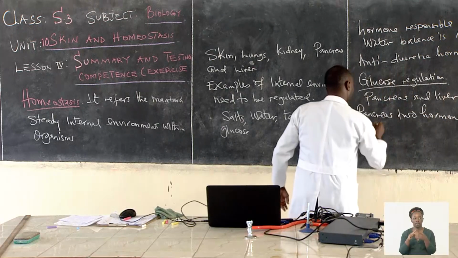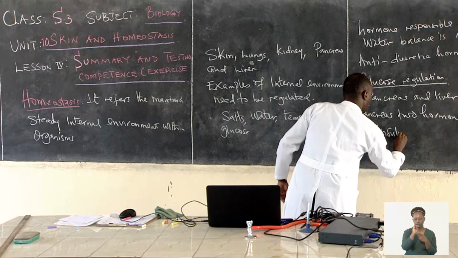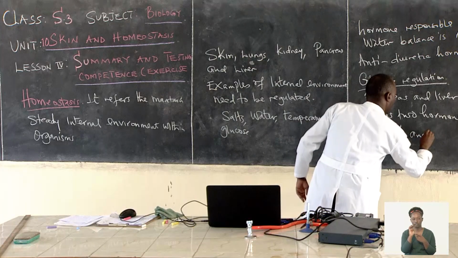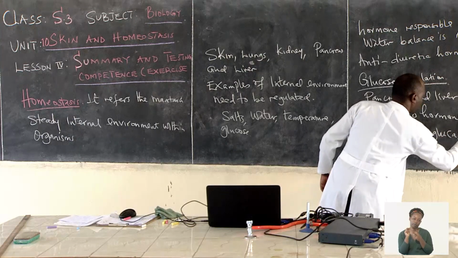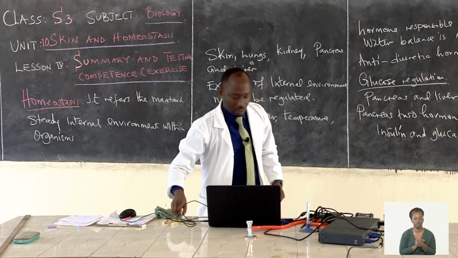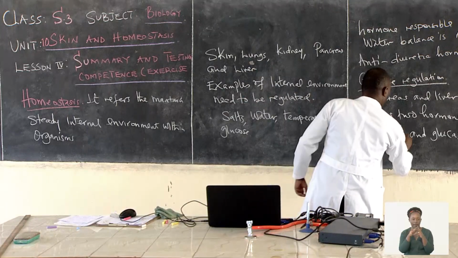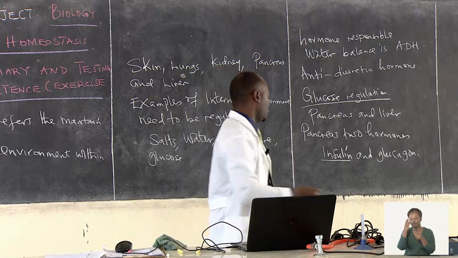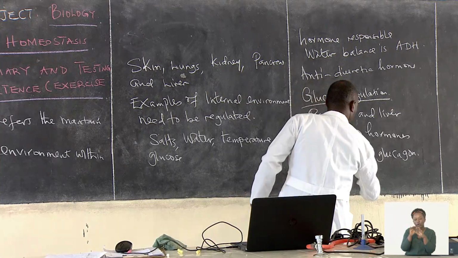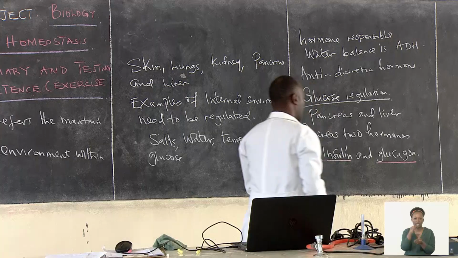These are insulin and glucagon. Try to underline those two words. How does it go about it? If you remember, students, how does it go about it? It balances the amount of glucose in the blood.